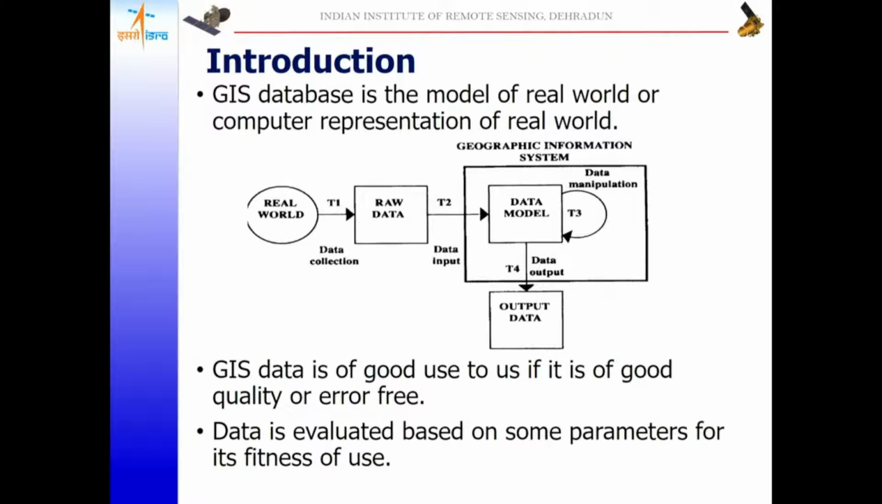Similarly in GIS, if you use a different model, you may get different results. At each step we have inserted some errors. Now finally the output. When your output is coming and you are displaying it, at that time also we may lose some information, and we may represent something else. So from conceptualization to the output of data, everywhere there is a chance of inputting an error.